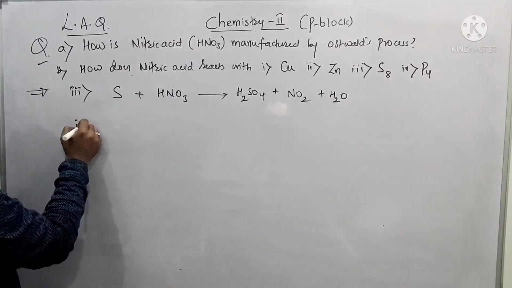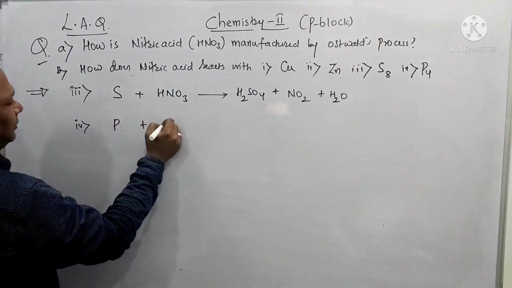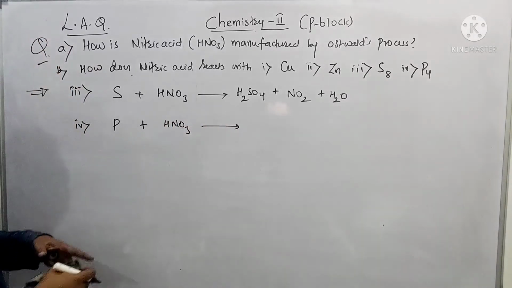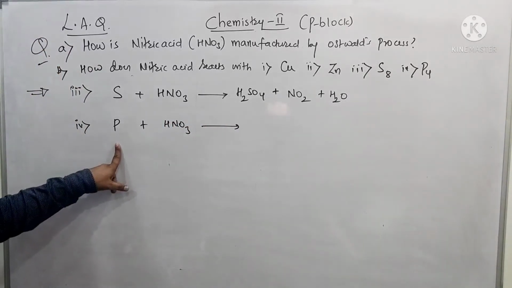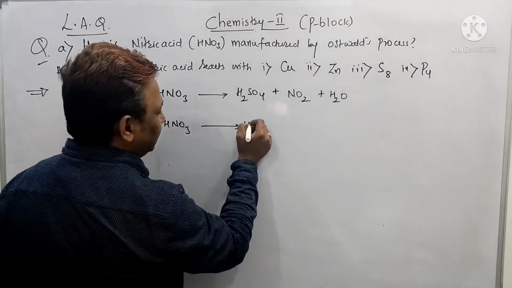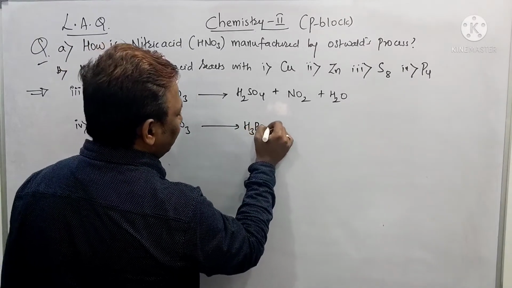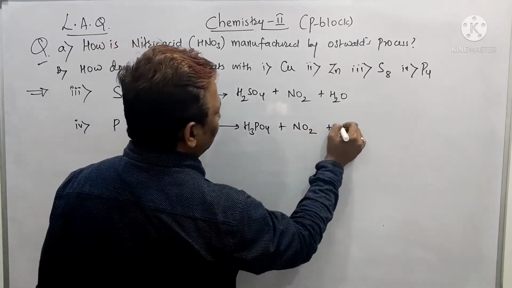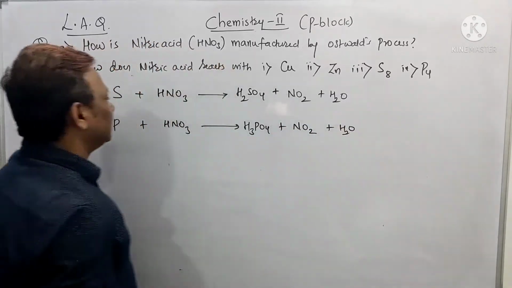Phosphorus now. Phosphorus on reacting with nitric acid gives rise to its acid. Beta, what is the acid of phosphorus? H3PO4. Very good, beta. Its acid is H3PO4 plus HNO3 converted into what? NO2 plus H2O. Is it clear?